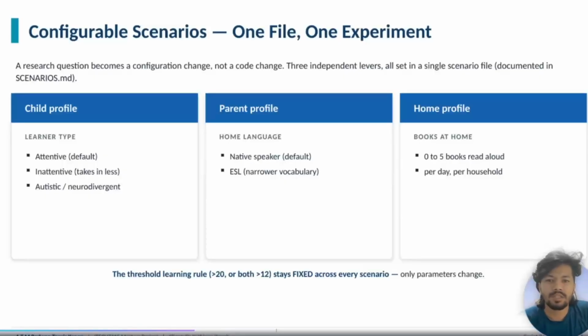The second half of the sprint: three independent levers in one scenario file: the child profile, the parent profile, and the home profile. The learning rule never changes, only parameters do.